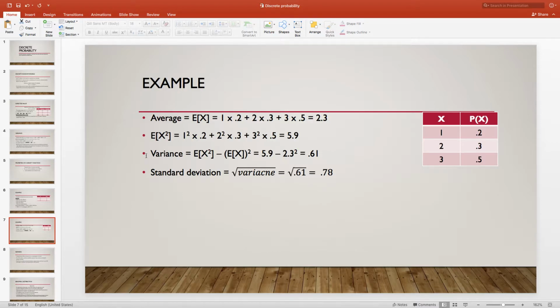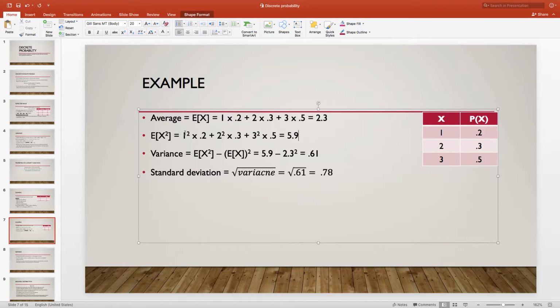Okay. So now if I want to find the average value of x, that's just called E of x. And I'm going to take 1, multiply it by 0.2. I'm going to take 2, multiply it by 0.3. I'm going to take 3 and multiply it by 0.5. And that's exactly what this is. This is x times its probability, adding them all up. That gives me 2.3.